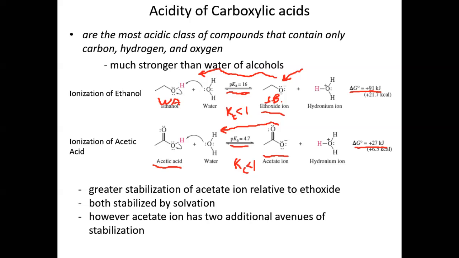In addition to being stabilized by solvation, acetate has two additional avenues of stabilization that ethoxide does not. And this is typical for all carboxylic acids. Carboxylic acids will have two additional avenues of stabilization that alcohols do not. So if you're falling asleep now, wake up. This is important. This is the core of this lecture: why a carboxylic acid is more acidic than alcohols. It's these two additional avenues. These are very important avenues to remember.